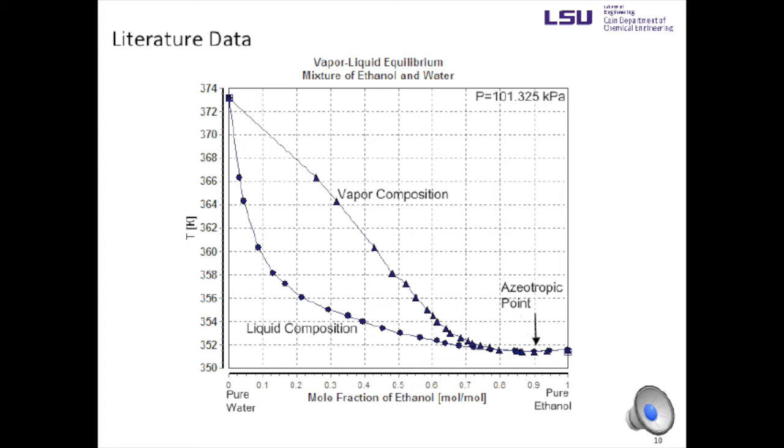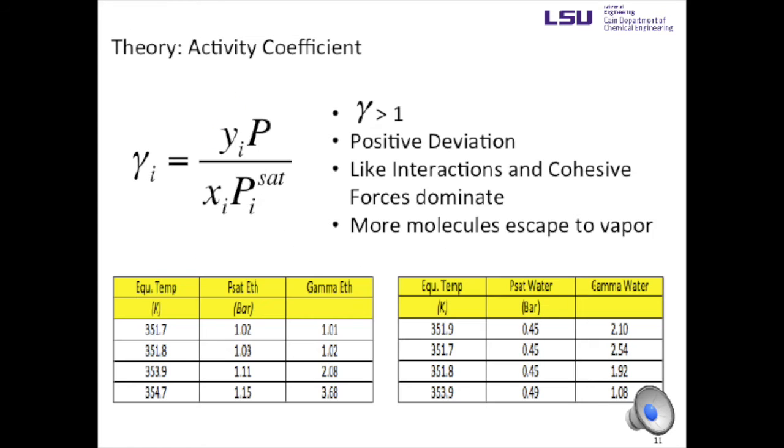This graph is the known data of ethanol and water. As you can see, it better shows the azeotropic point that occurs in this particular mixture. Overall, the graph matches up extremely well to our data that was collected after we ran the experiment.